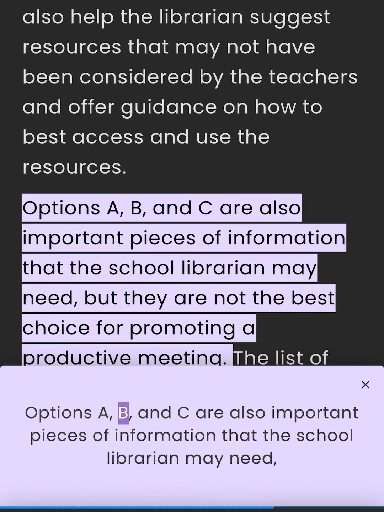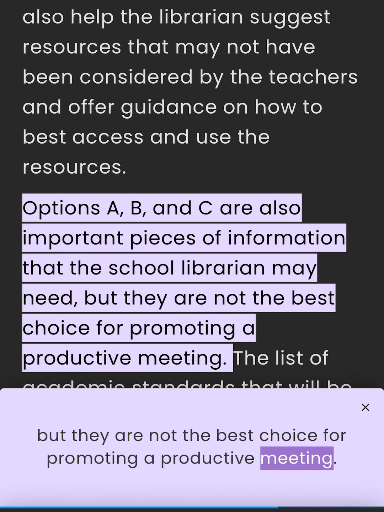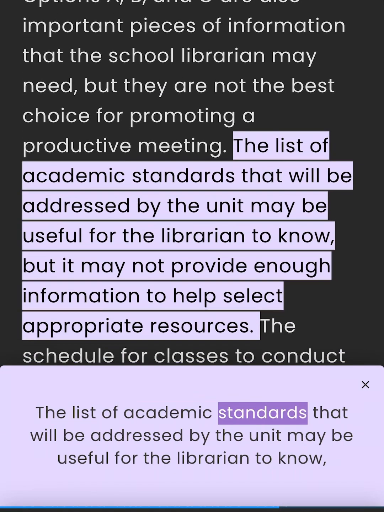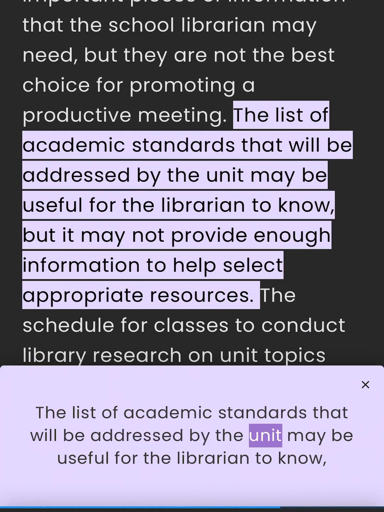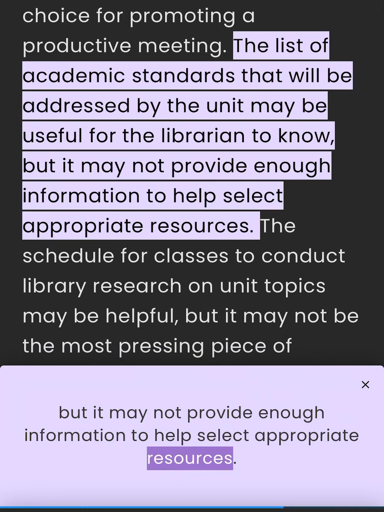Options A, B, and C are also important pieces of information that the school librarian may need, but they are not the best choice for promoting a productive meeting. The list of academic standards that will be addressed by the unit may be useful for the librarian to know, but it may not provide enough information to help select appropriate resources.